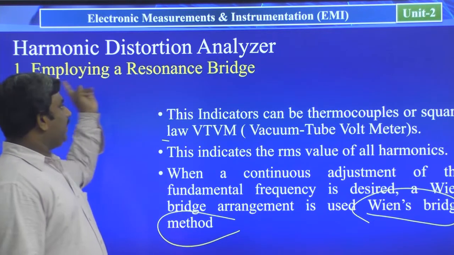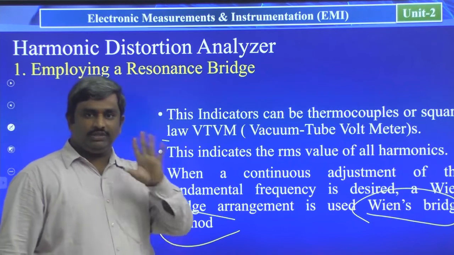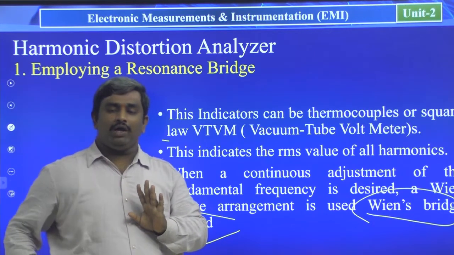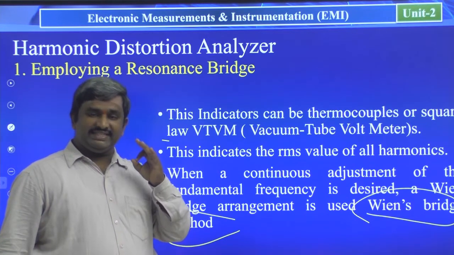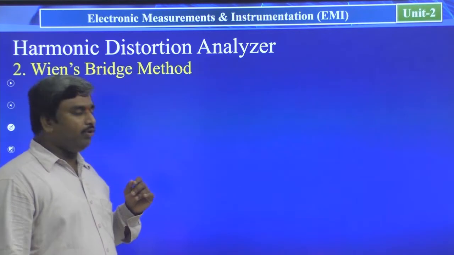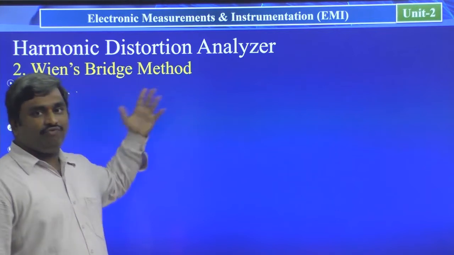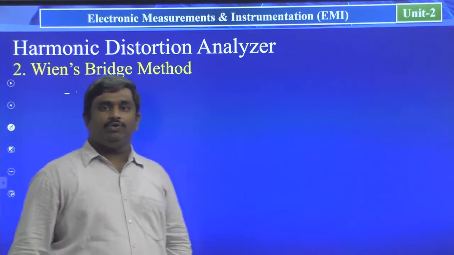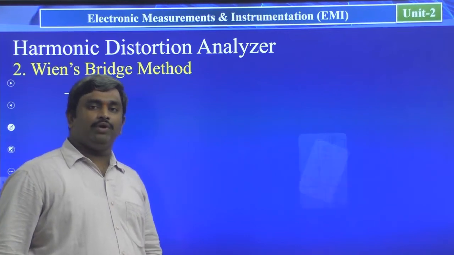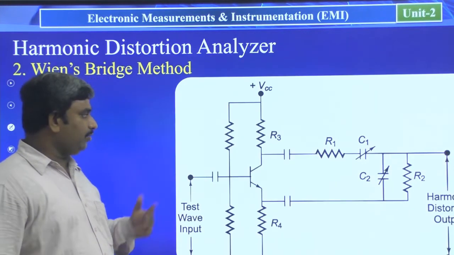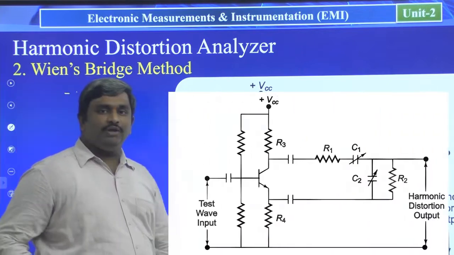The first one was employing a resonance bridge. This is the first type of harmonic distortion analyzer. The second type of harmonic distortion analyzer is the Wien bridge method. By using this Wien bridge method, we are measuring the harmonics or the distortions of the harmonics. So, this is the Wien bridge method.